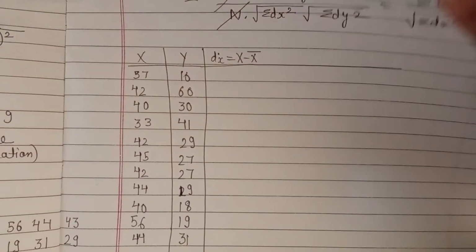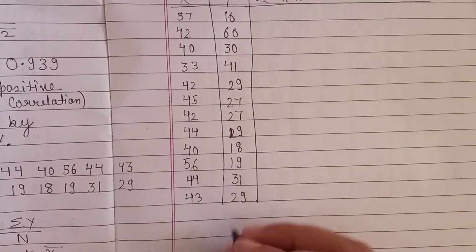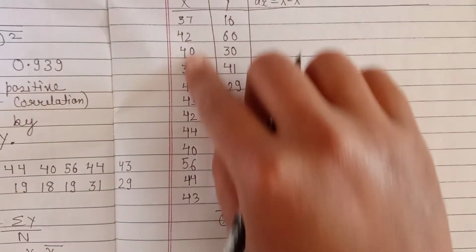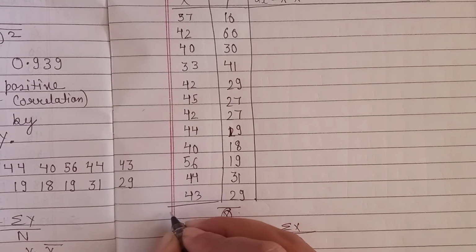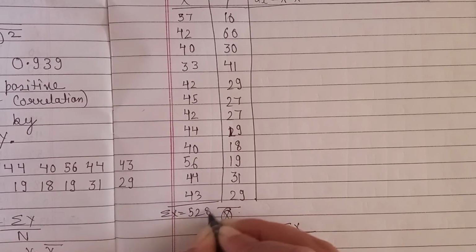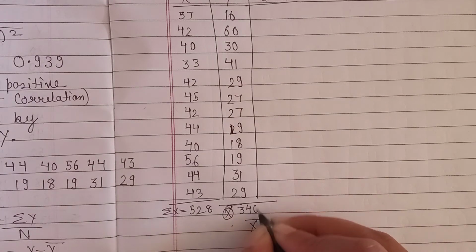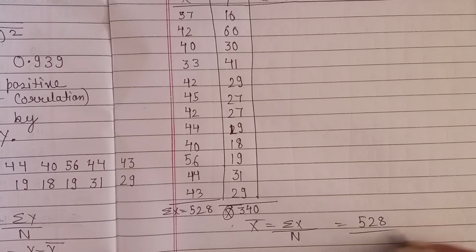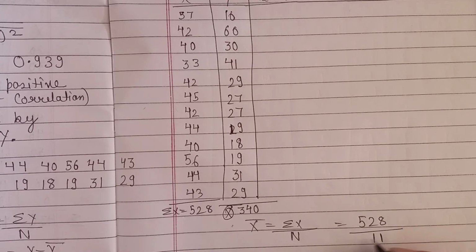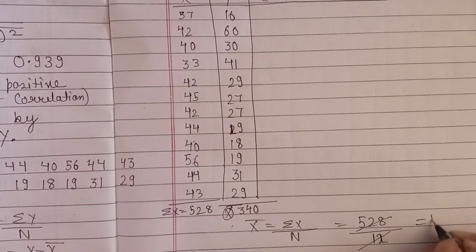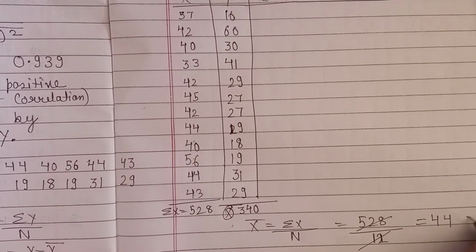So before finding dx, we have to first find x bar. x bar is summation of x divided by n. So if you find the sum of these, we get summation of x is 528, and similarly summation of y is 340. So 528 divided by 12, it will be 44. So here the value of x bar is 44.